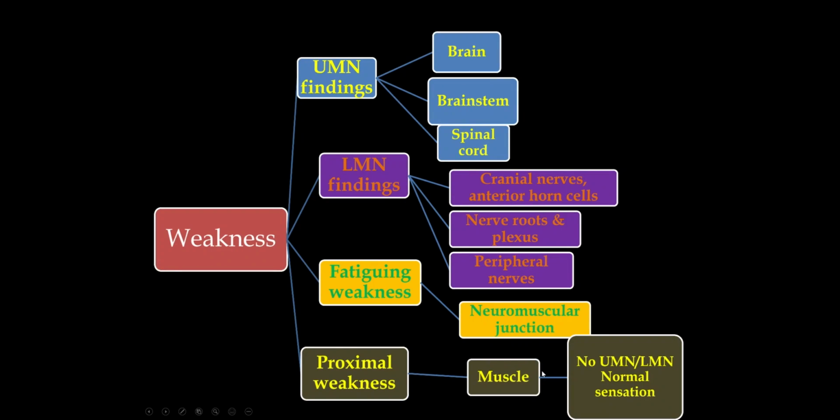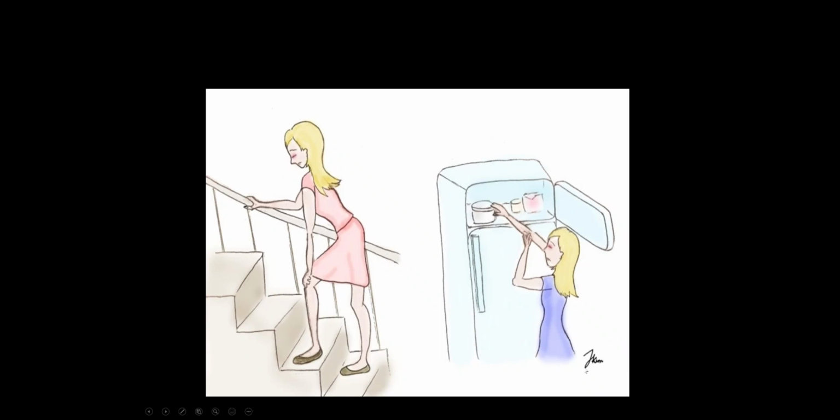All right, and then finally in our muscle category, these are patients presenting with proximal muscle weakness. They have no upper motor neuron findings, no lower motor neuron findings, and it's not fatiguing weakness. And just like neuromuscular junction lesions, these patients also have normal sensation by and large. So what does proximal muscle weakness look like? Well, you need the proximal muscles in your legs to climb stairs, so patients will complain of difficulty doing that, or lifting their arms above their head. Getting something out of the cupboard will be difficult with proximal weakness.